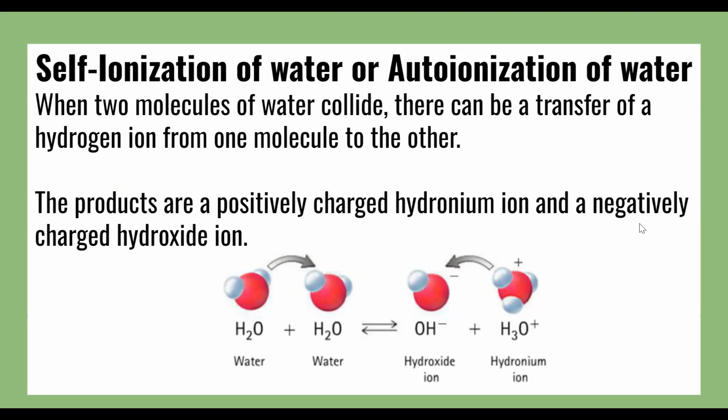There can be a transfer of a hydrogen ion from one molecule to the other, as shown here. So you have a hydrogen ion, a proton, from this water to the other water molecule. And when this gives off the hydrogen, it becomes hydroxide ion. And when this water accepts, it becomes hydronium ion. This doesn't happen all the time. Rarely does it happen, but it does happen.